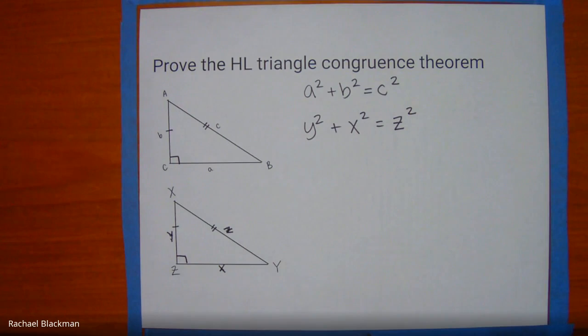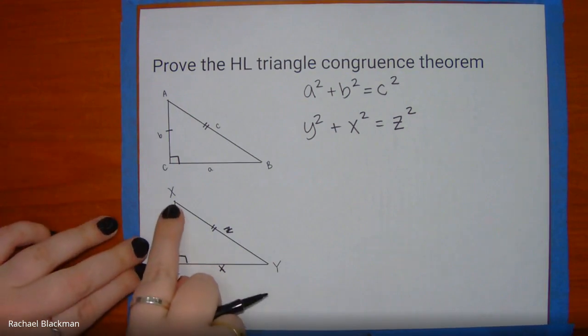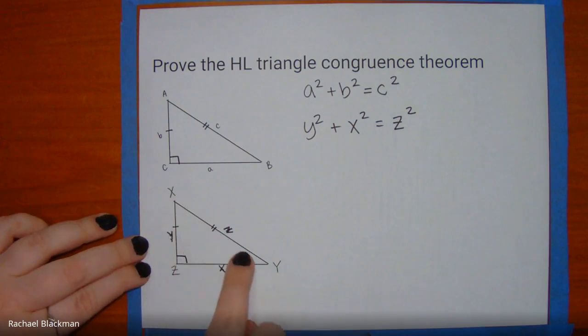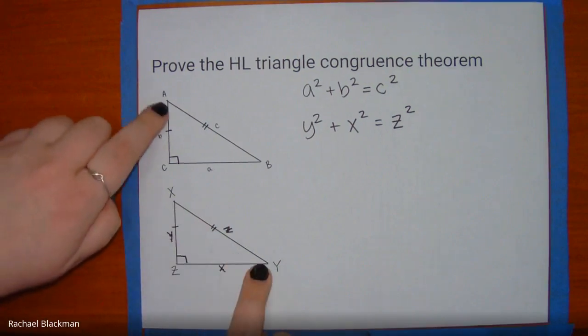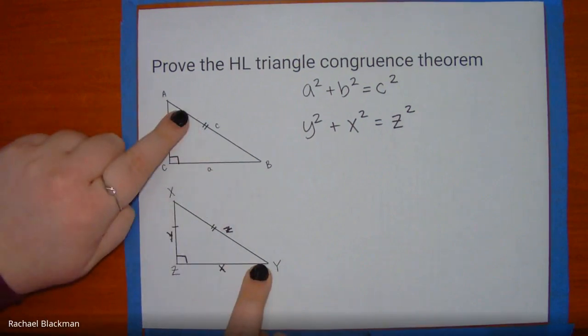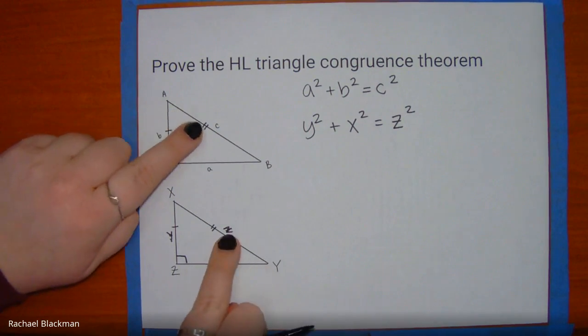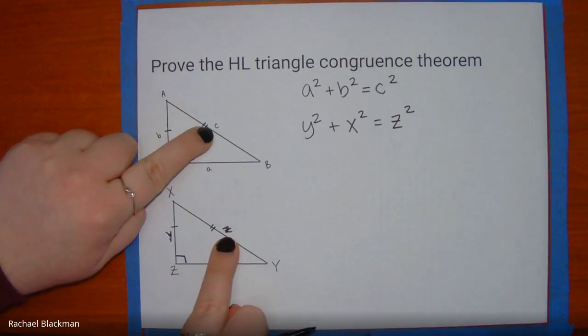All right. We're going to get a little bit different here. So I'm going to lead you through this. We have that segment XY and segment AB, they're the same length, right? So is Z going to be equal to C? Are those numbers going to be the same?